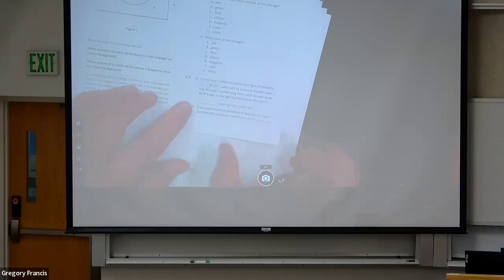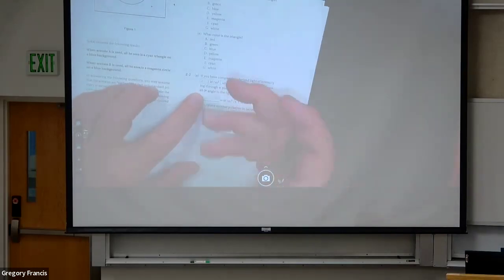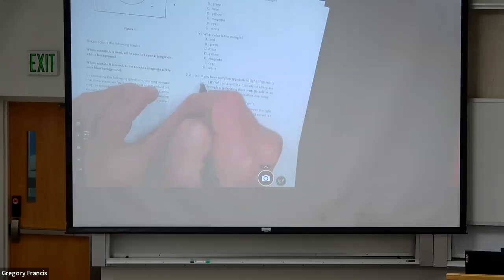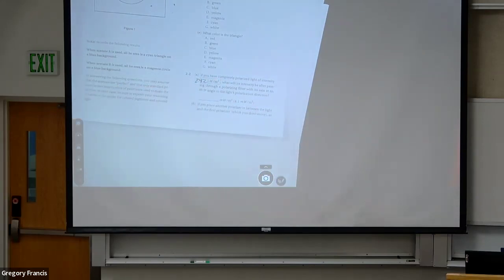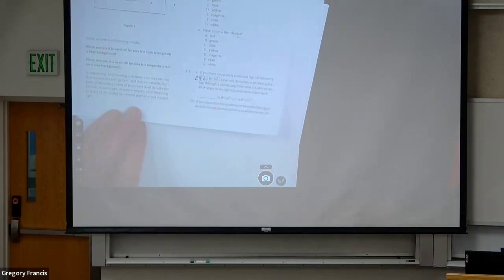Okay. Let's look at this. You have completely polarized light of intensity, what number did you start with? 242 watts per meter squared. What will the intensity be after passing through a polarizing filter with its axis at an 89-degree angle to the light's polarization direction?